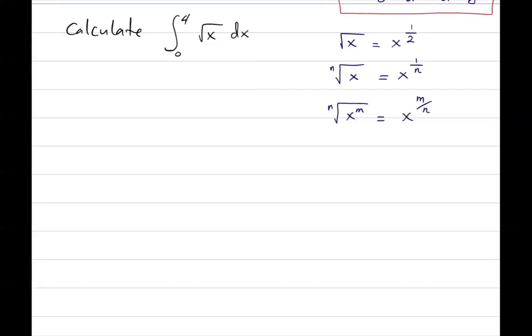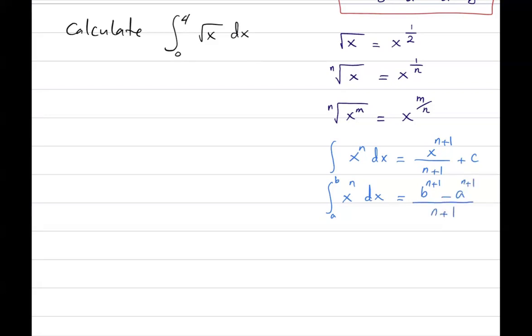So if somebody asks you to calculate the integral of root functions, this is basically following the integral of x to power n dx, which is x to power n plus 1 divided by n plus 1 plus constant of integration. If you have the lower bound and the upper bound, it becomes b to power n plus 1 minus a to power n plus 1 divided by n plus 1.